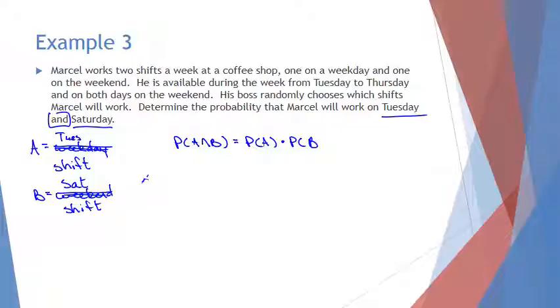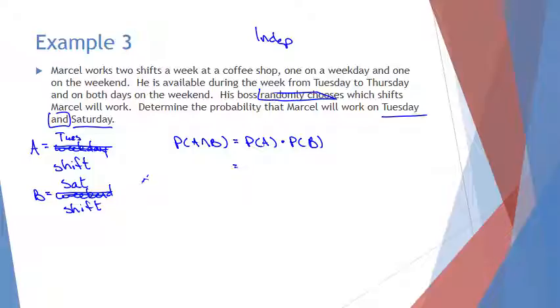And then should I slap in that /A? Like, is this independent or dependent? And it says he randomly chooses. So really, it's not going to matter which day of the week he's working. It's not going to affect his weekend. So I'm going to say these are independent. So that would just be like that.